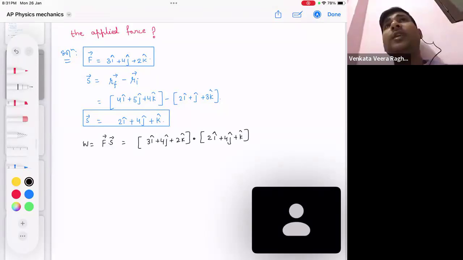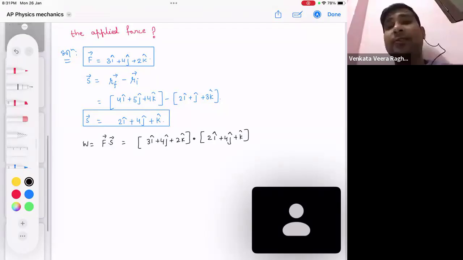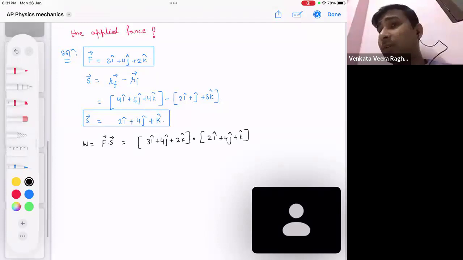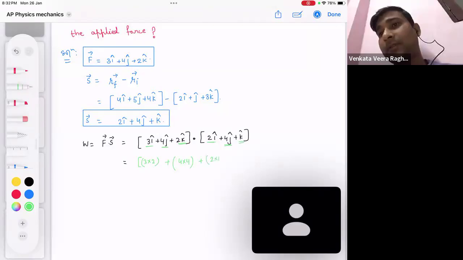So here, instead of using the magnitude and angle form of the dot product, what will I do? I will use the component form of the dot product. Okay, what is the component form? Whenever we take the dot product, i cap component will be multiplied by i cap. So how much will we get? 3 into 2 plus, next, j cap component, 4 into 4, plus k cap and k cap, 2 into 1. Right? So what are we getting? 6 plus 16 plus 2. 24 joule we are getting.